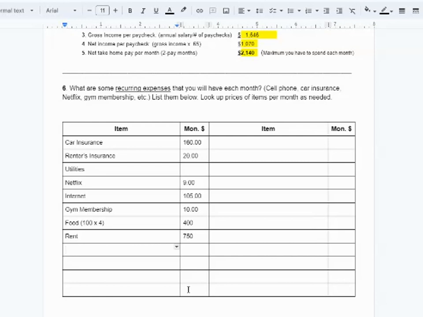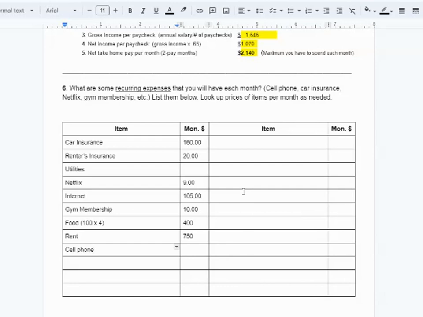Figure out about how much it would cost to fill your tank every week and multiply it by 4. And that gives you that number. But anything you want to have, a cell phone, for instance. Most of you already have a cell phone, so you're going to have to pay for that. You need to look up what a plan by yourself or unlimited or whatever it is you want, how much that costs. So that's number 6.